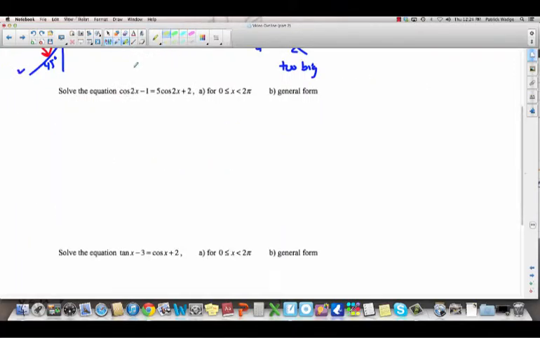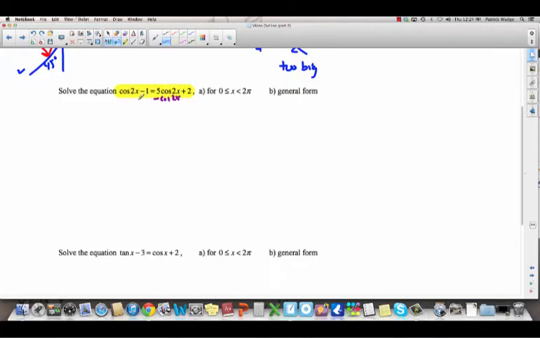Okay, solve this equation right here. You can see you have cosine 2x's on both sides. You have 1 cosine 2x on this side, 5 on that side. So let's move this cosine 2x over and subtract. So we're subtracting cosine 2x.